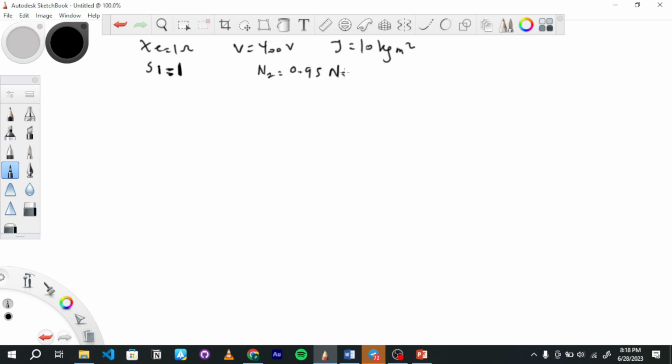0.95 of the synchronous speed. So at this point, I can find a slip, S2. Remember that slip is always synchronous speed minus running speed over synchronous speed. So this will give me 1 minus 0.95. That will give me 0.05. So this is my S2. This is my slip 2.